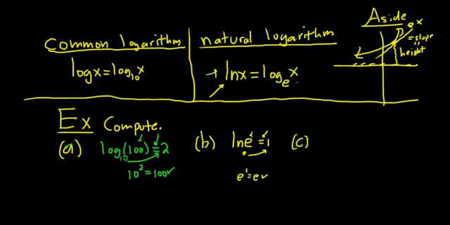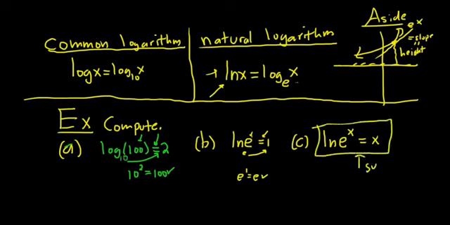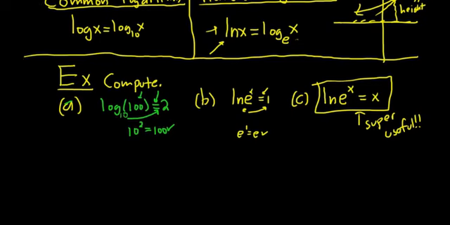C. This one's really important. ln e to the x. The question here is, e to what power is going to give you e to the x? Well, x. So this is a formula you want to memorize. Basically, the ln and the e cancel. This is super useful, probably one of the most useful formulas ever.